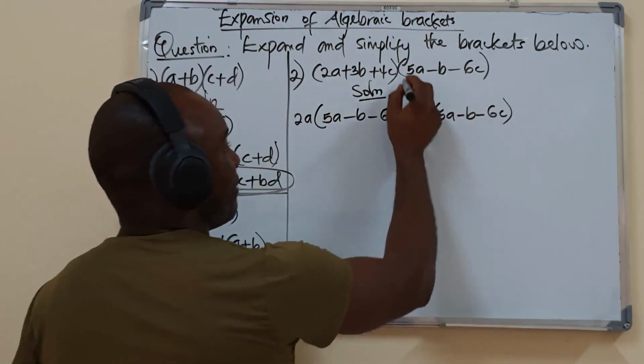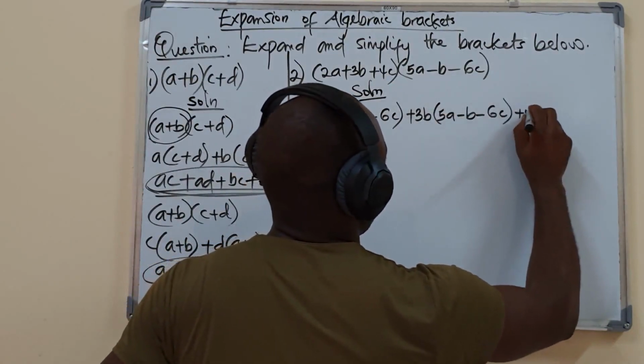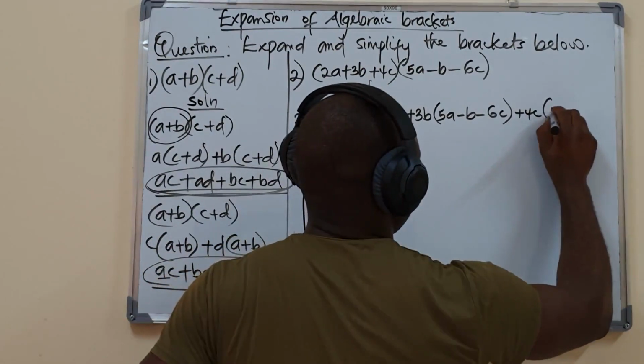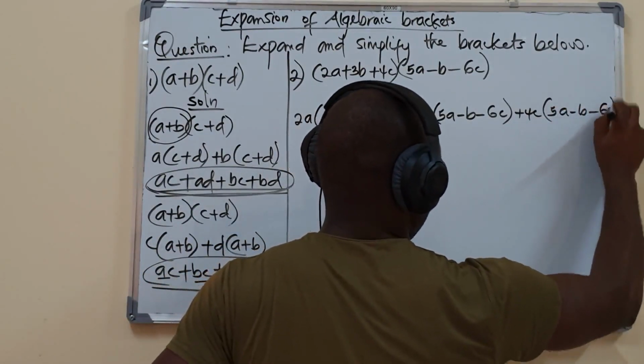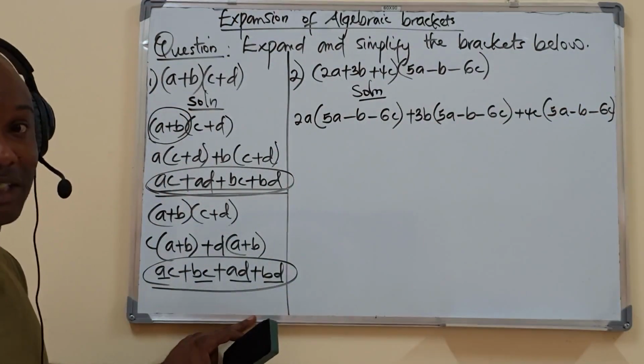And after that, I am going to be multiplying all the variables again in that bracket with 4c. So meaning that 4c multiplies the terms 5a minus b minus 6c. Let's open it up and see. That is the expanded version.